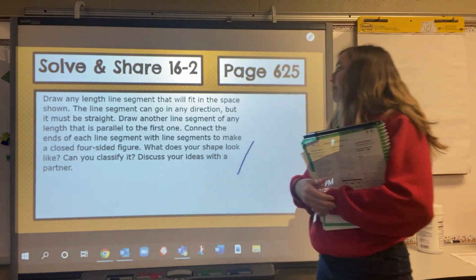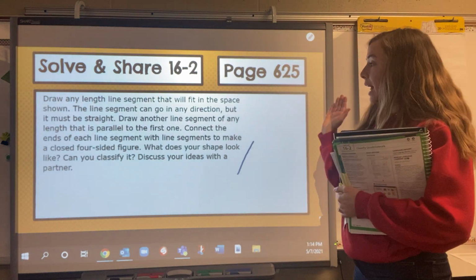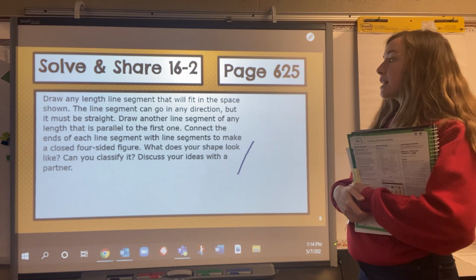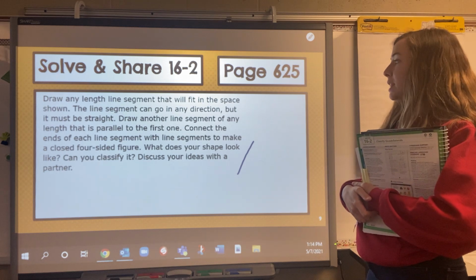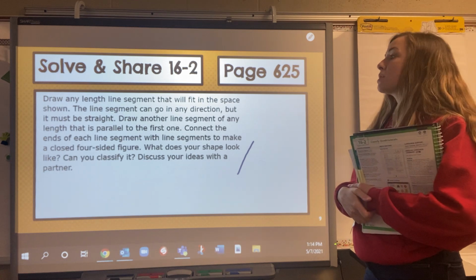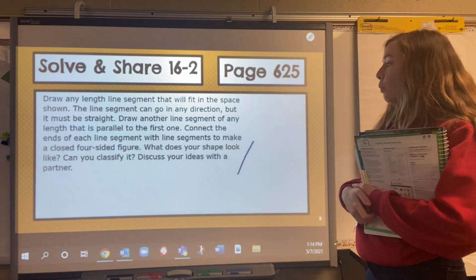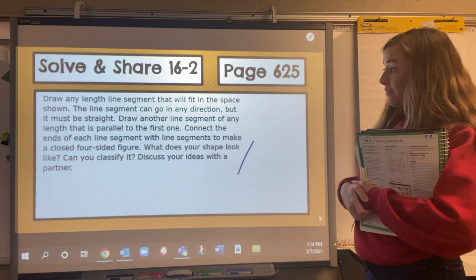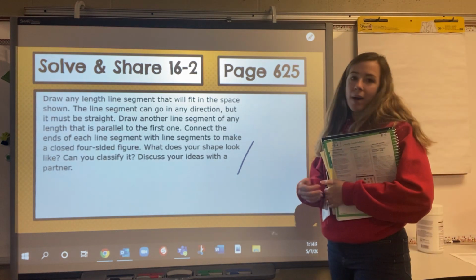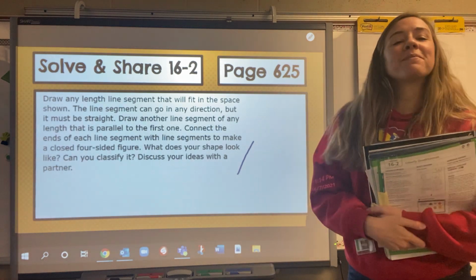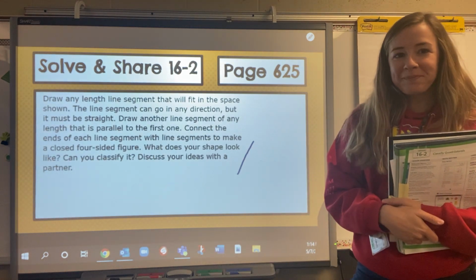Draw another line segment of any length that is parallel to the first one. Connect the ends of each line segment with the line segment to make a closed four-sided figure. What does your shape look like? Can you classify it? Discuss your ideas. Well, you'll put them in the box. Okay, go ahead and give it a try.